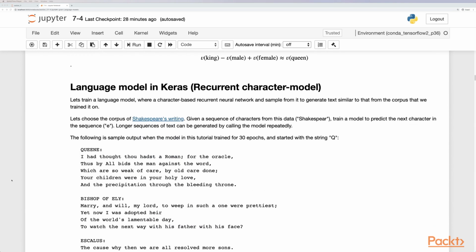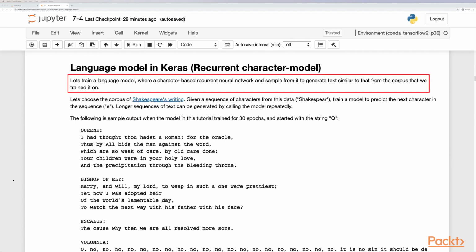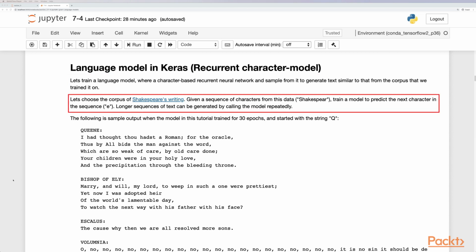So let's look at language models in Keras using a recurrent character model. Let's train a language model using a character-based recurrent neural network and sample from it to generate text that is similar to the corpus that we trained it on. Here, let's choose the corpus of Shakespeare's writing. Given a sequence of characters from this data, we can train a model to predict the next character in the sequence. Longer sequences of text can be generated by calling the model repeatedly.